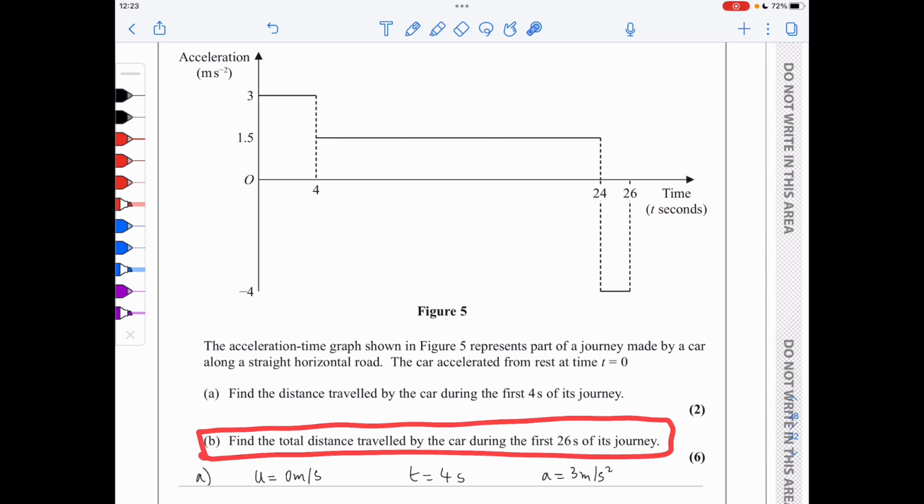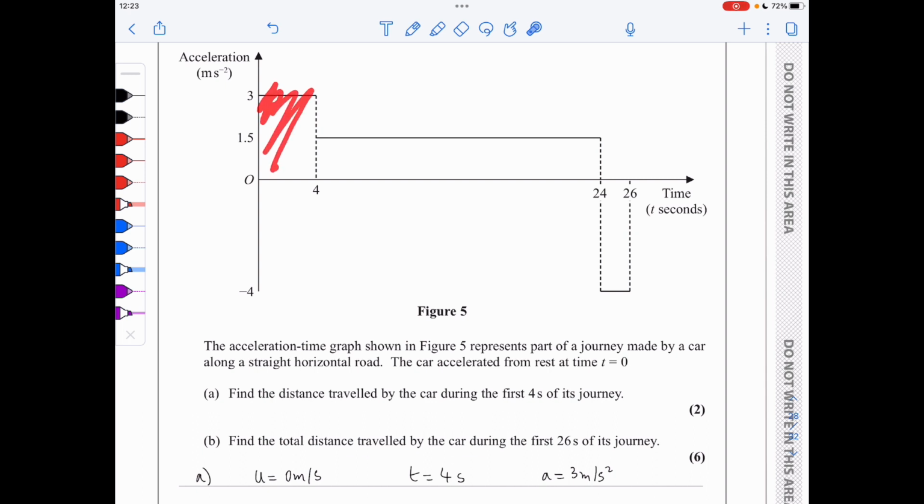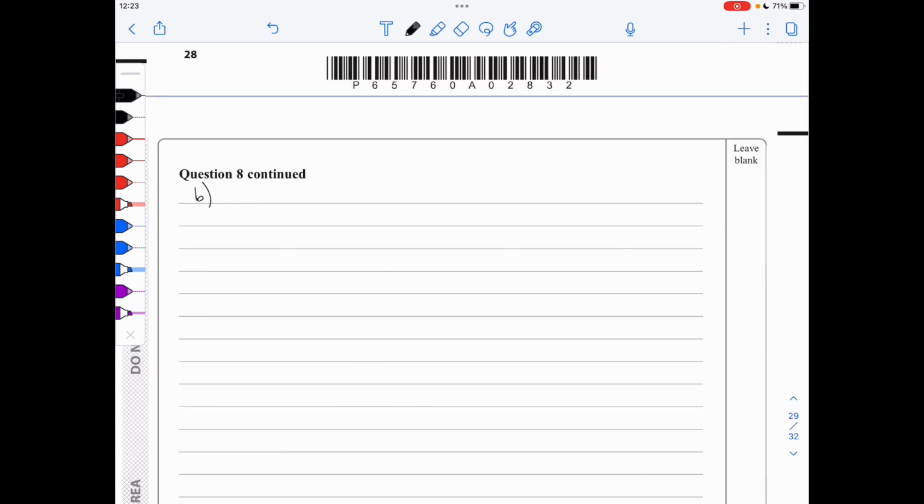In B, we need to find the total distance traveled by the car during the first 26 seconds of its journey. So we already found the distance covered in the first 4 seconds, and we need to find the distance covered during these 20 seconds and then during these 2 seconds in order to add them up and find the total distance covered. So for part B, I will start by finding the speed when t is 4, because this will be the initial velocity for the second leg of the journey between the 4th and 24th second.